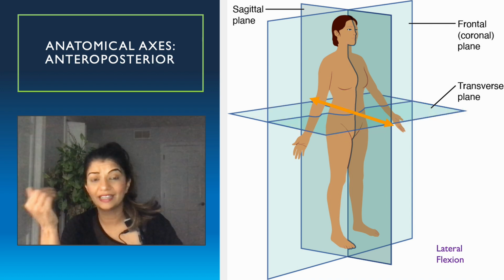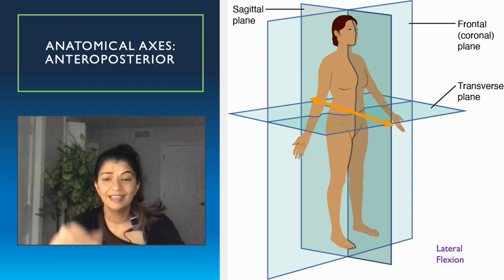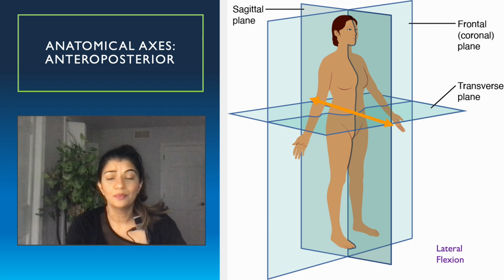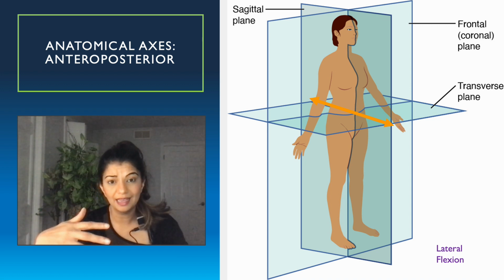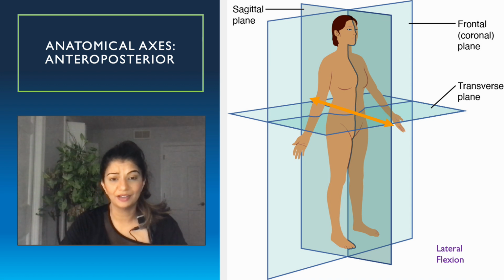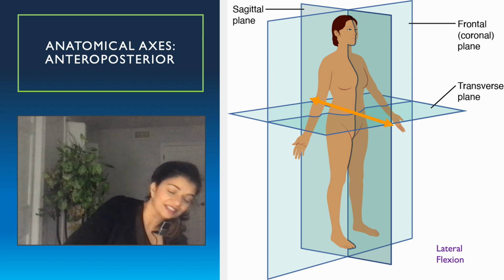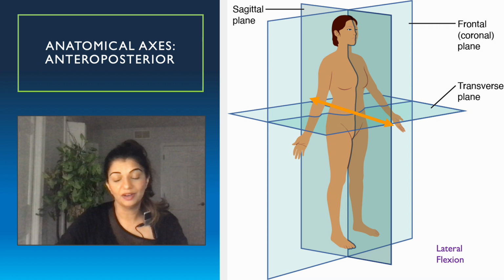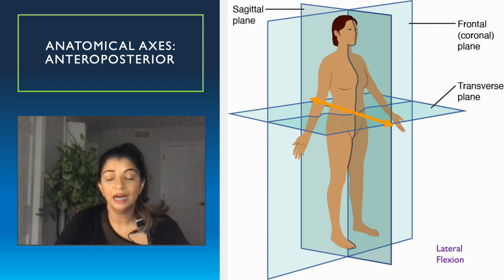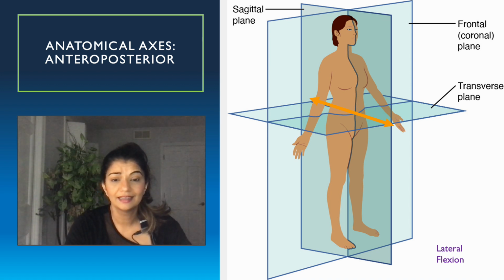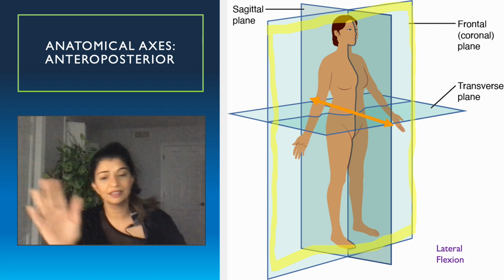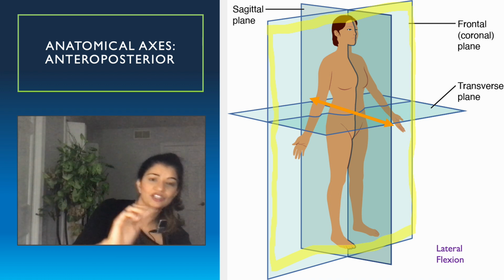Okay, now let's look at lateral flexion. Let's see what plane and what axis that would be in. So let's talk about lateral, which would be this, moving side to side, like bending on your waist area. So what plane is that? That would be frontal or coronal plane, right? So I moved in this sort of direction.